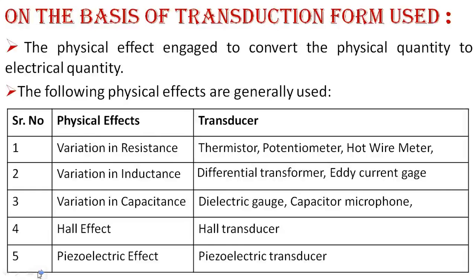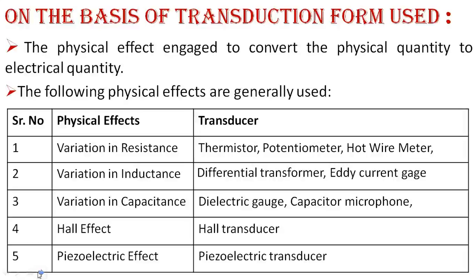The physical effect engaged to convert a physical quantity into an electrical quantity is known as the transduction form, to convert a physical parameter like gas, pressure, humidity, temperature into an electrical quantity. Following are some examples of physical effects used in transduction form. First is the variation of resistance: the thermistor for temperature, the potentiometer, and the hot wire meter for heat.